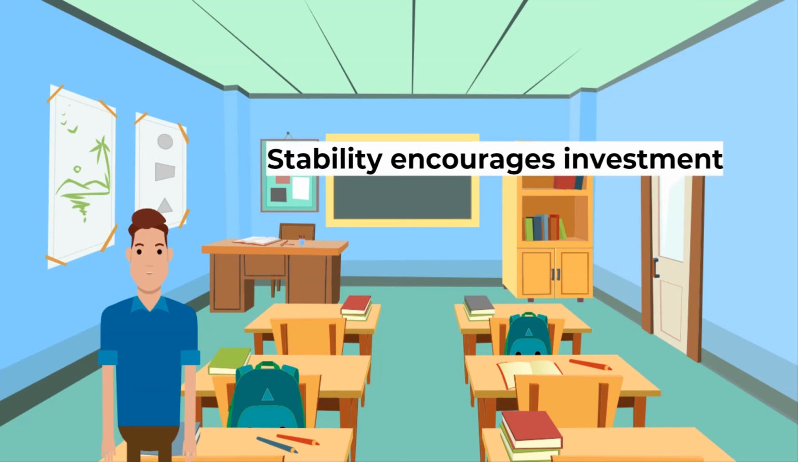Stability encourages investment. A fixed exchange rate provides greater certainty and encourages firms to invest. One of the reasons Japanese firms are reluctant to invest in the UK is because the pound works on a flexible exchange rate, unlike the euro, which is on a fixed system, causing uncertainty about the economy.